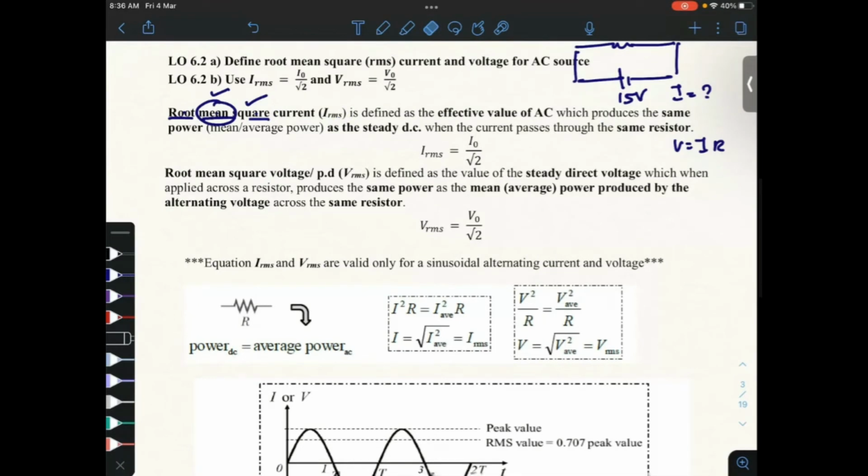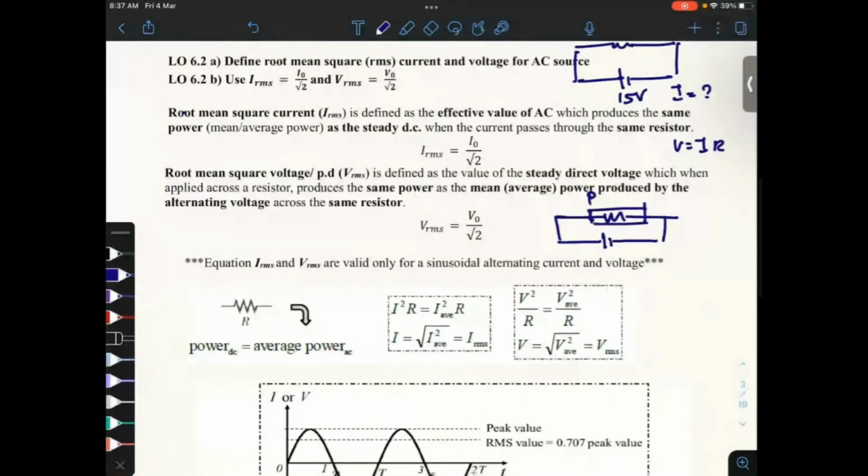But before we look at the equation, we are going to look at the definition of root mean square current, IRMS, which is defined as the effective value of AC which produces the same power as the steady DC when the current passes through the same resistor. Okay, maksudnya dekat sini adalah bila kamu ada circuit connected to the resistor and you connect this to a DC circuit. Okay, so ini adalah DC lah kan.